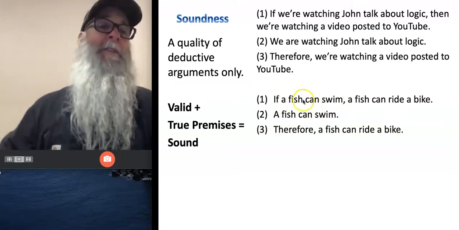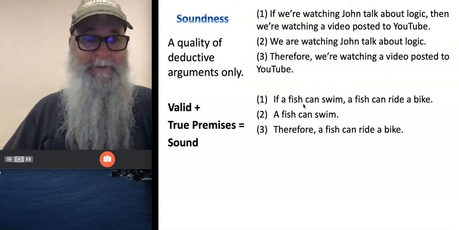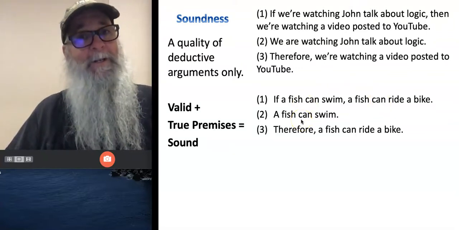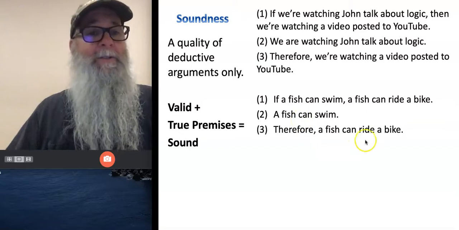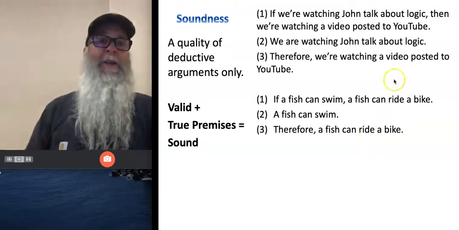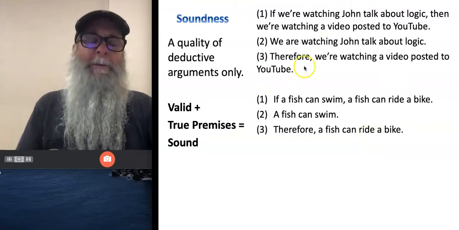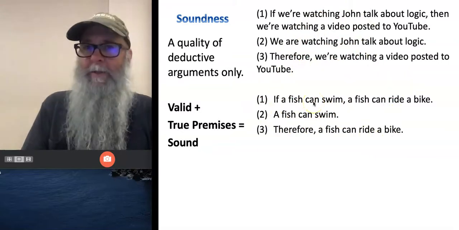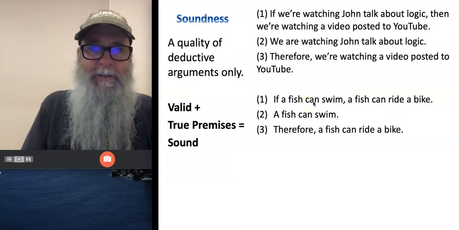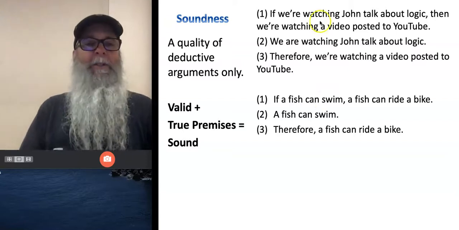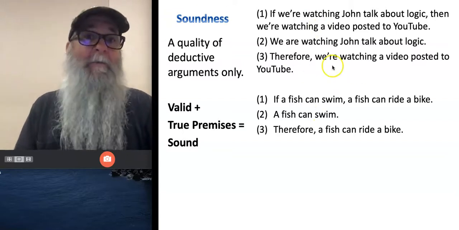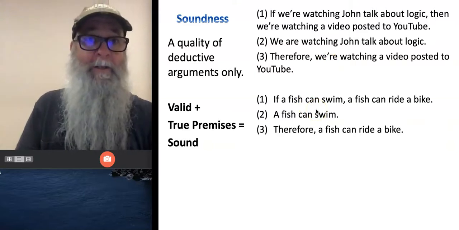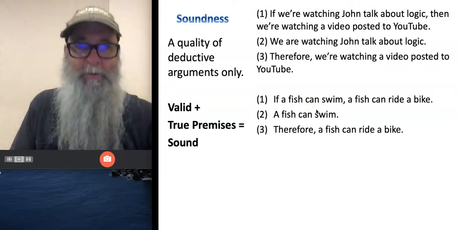It's saying, if this set of conditions exists, a fish can swim, then a fish can ride a bike. And then the second premise says, you know what? That first set of conditions exists. Therefore, the conclusion says the second set of conditions exists. So this is an interesting example of what I was talking to you about in an earlier video, which is that validity refers to the form, not the content of a deductive argument. So when you look at these two arguments, they're actually the exact same form of argument. In fact, it has a name we'll talk about in a couple months called modus ponens, which is, well, I shouldn't have said that. We'll talk about that later.